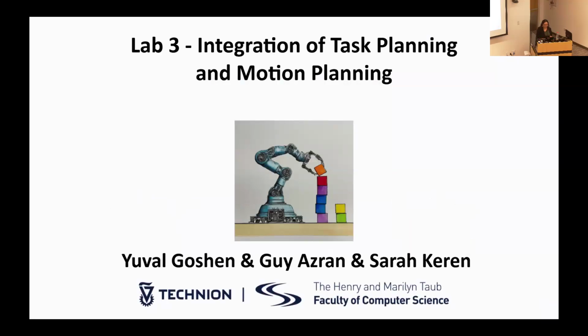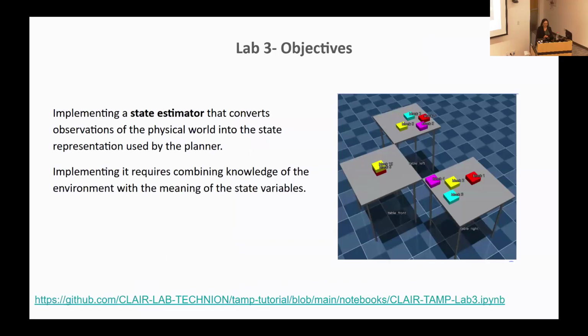The lab that we're going to do now is the actual integration of task and motion planning. This is lab 3. If you want to join, I'll put up the website just in a minute. I'll just first explain. I mean, this is the long link. But what we're going to do now is create and implement the state estimator that converts the observations of the physical world into a state representation that can be used by the planner.